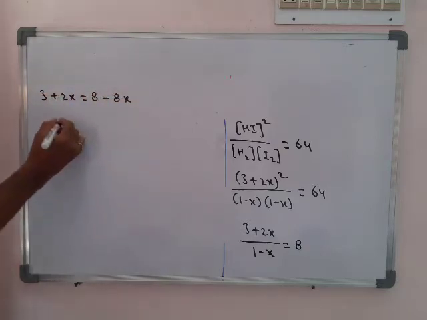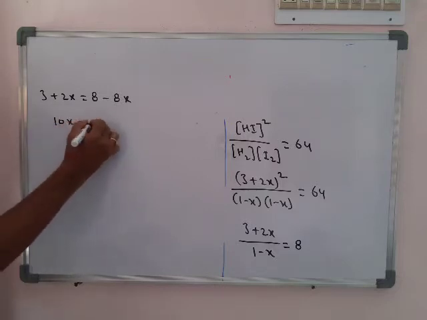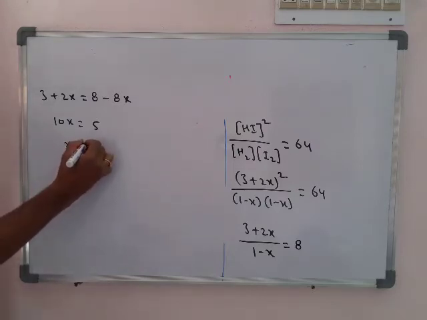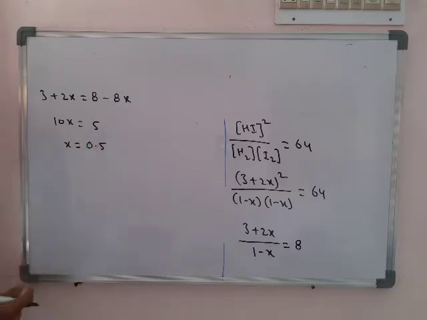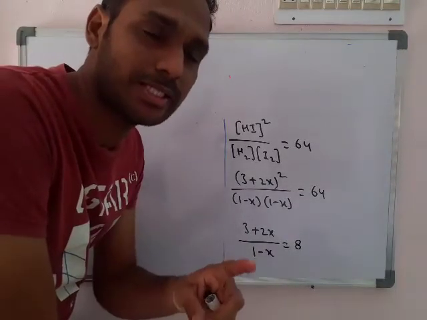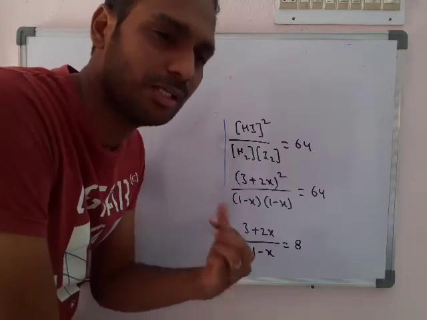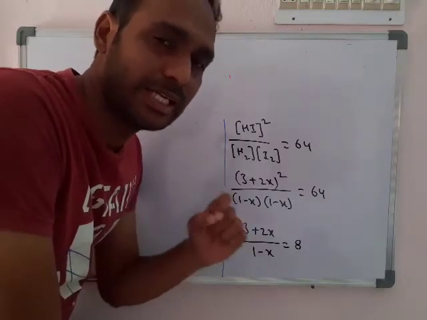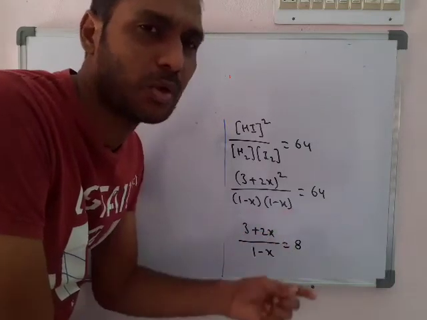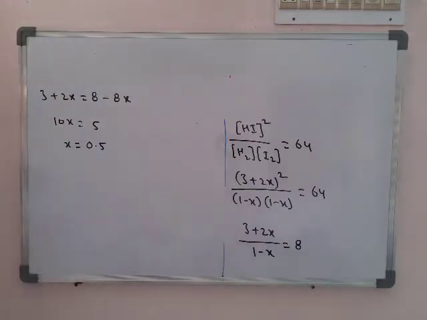So 8x. So now totally 10x equals 5, and x equals 1 by 2, which is 0.5. So x equals 0.5. Actually, we have to calculate the equilibrium concentrations of the compounds. Reactants decrease in concentration by x, products increase. So what is the equilibrium concentration of I2?